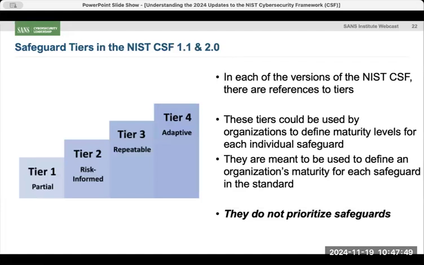So beyond just the safeguard lists themselves, they do mention safeguard tiers to try to help define maturity levels for each safeguard area. These are meant to help an organization define how mature they are at each safeguard. It is not about prioritizing the safeguards. To be clear, the CSF has a little over 100 statements in version 2. They don't say these statements are higher priority than these other statements.